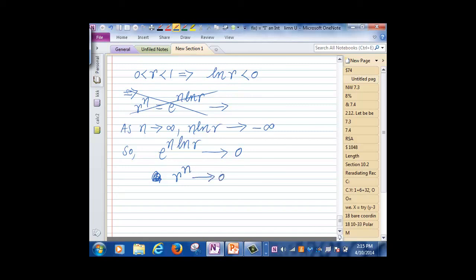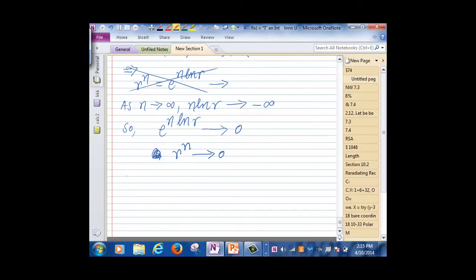So this is in the case r is between 0 and 1, right? So when r is between 0 and 1, then the limit of r to the n is 0. Doesn't it make sense? Because if r is half, then half to the n will obviously go to 0, right?